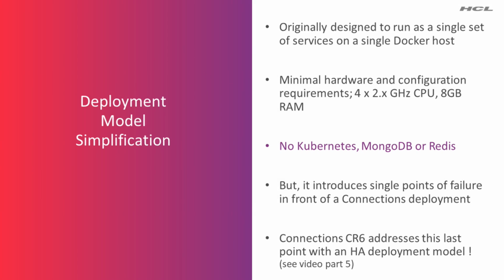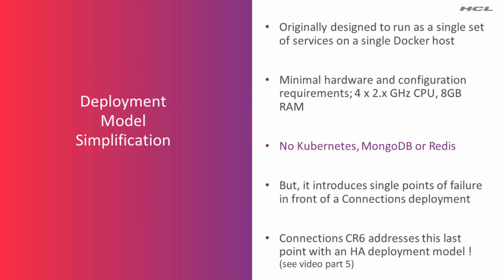So how does Customizer Lite achieve this simplified deployment model? It was originally designed to run as a single instance of each of the necessary services on a single Docker host. This minimized the need for additional hardware and configuration. A single physical or virtual machine with 4 cores and 8 GB of memory. Perhaps the biggest simplification compared to the standard Customizer deployment is that it does not require Kubernetes, MongoDB, or Redis, and so those technologies do not have to be installed or managed.